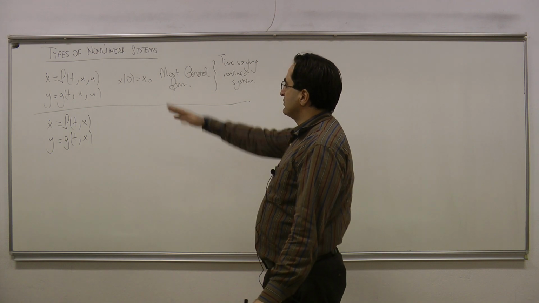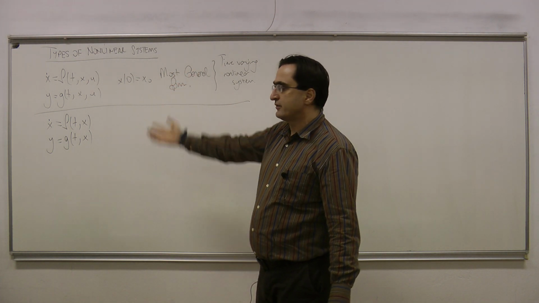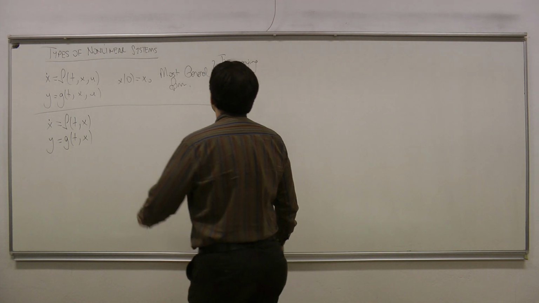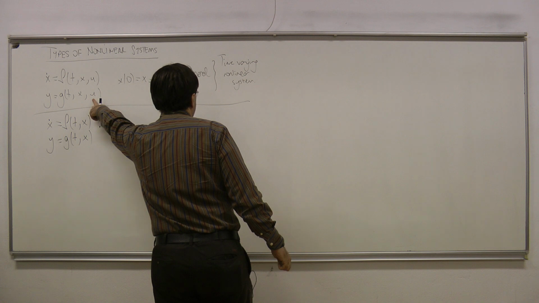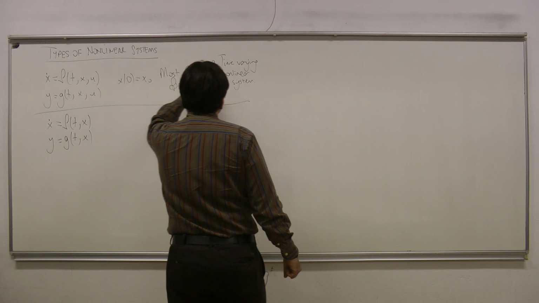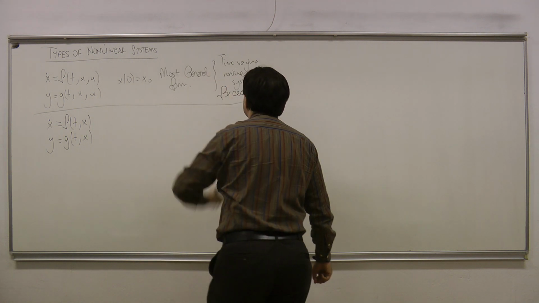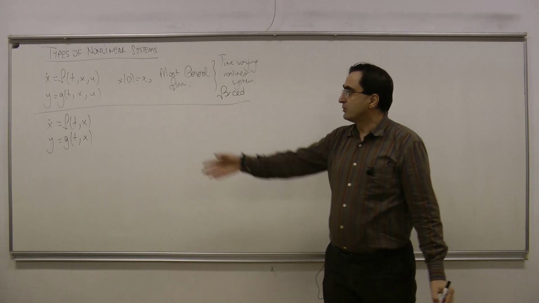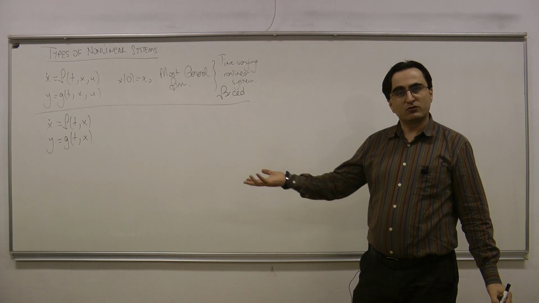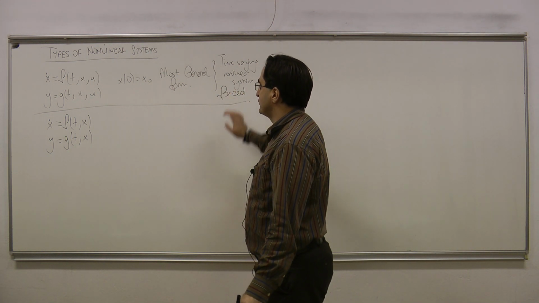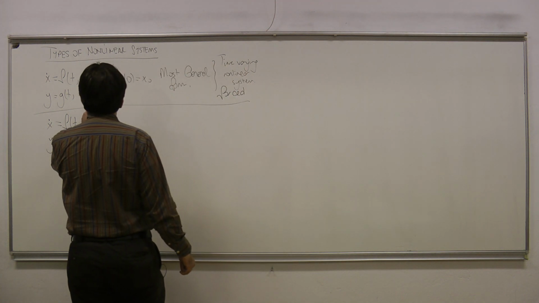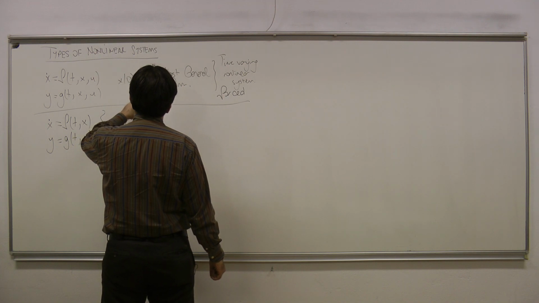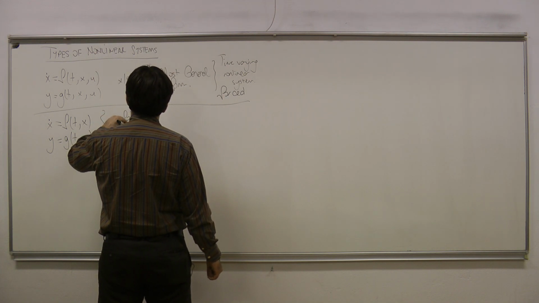So this concept, the existence of input or its non-existence, is called forced or unforced system. When there is an input dependence on the right-hand side, the system is called a forced system, meaning that there is an input that you can use to change the behavior of this system. In this case, when there is no input in the system equations, this is called an unforced nonlinear system.